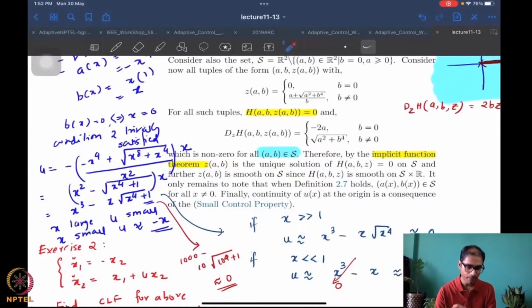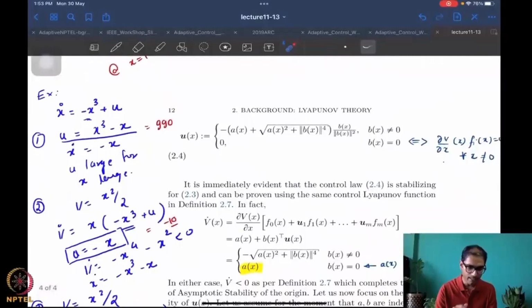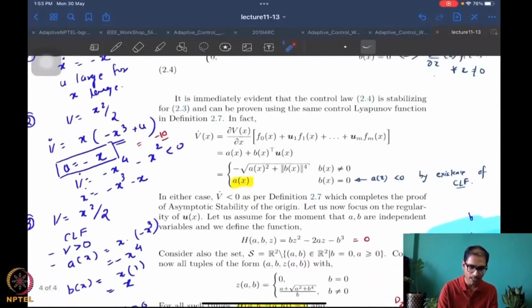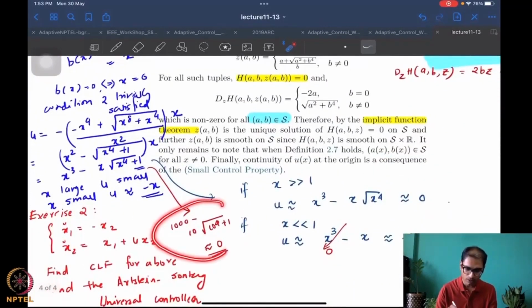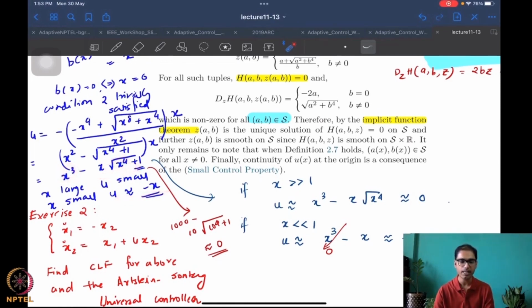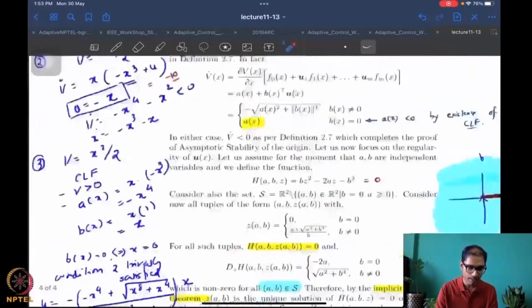Now what is the cool thing about this controller? The cool thing is that when x is large, notice that this is almost nothing, so this is almost zero for large values of state. That is, again, when x is 10, this control came out to be 990, this came out to be minus 10, and this will come out to be almost zero. And when x is small, this is of the order of minus x, because this is almost 0, this is almost 0. So I have something of the order of minus x, which is the same as the second control.